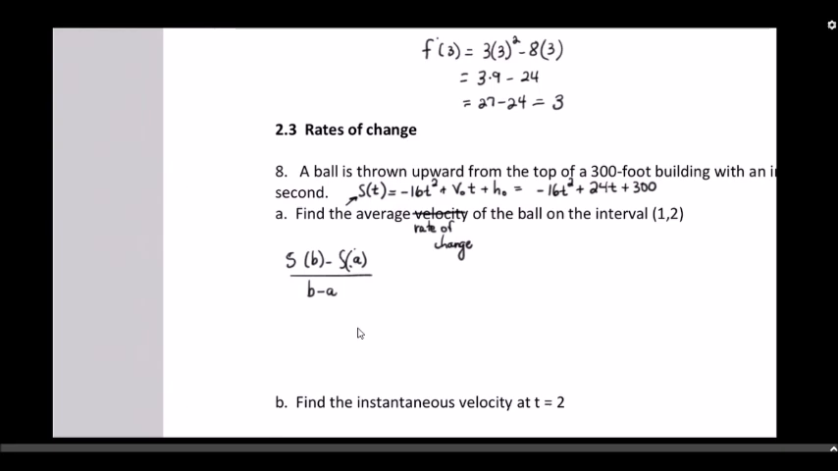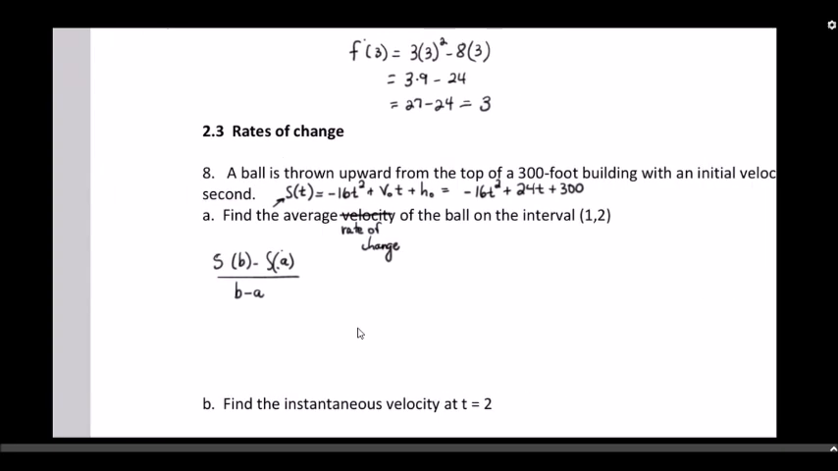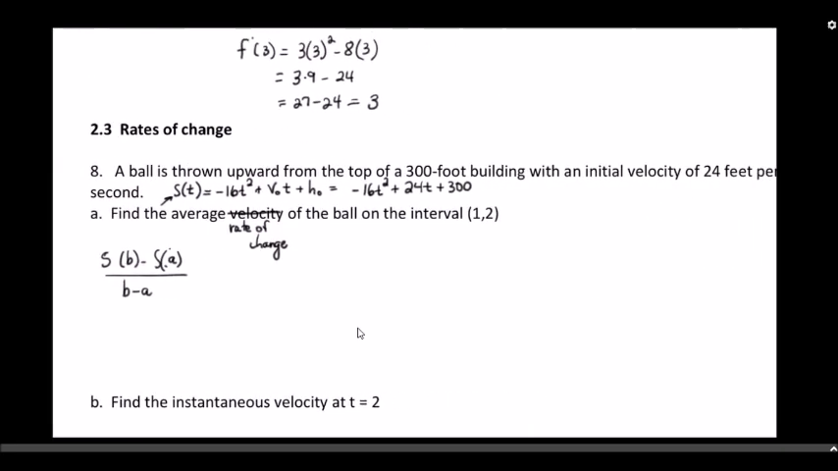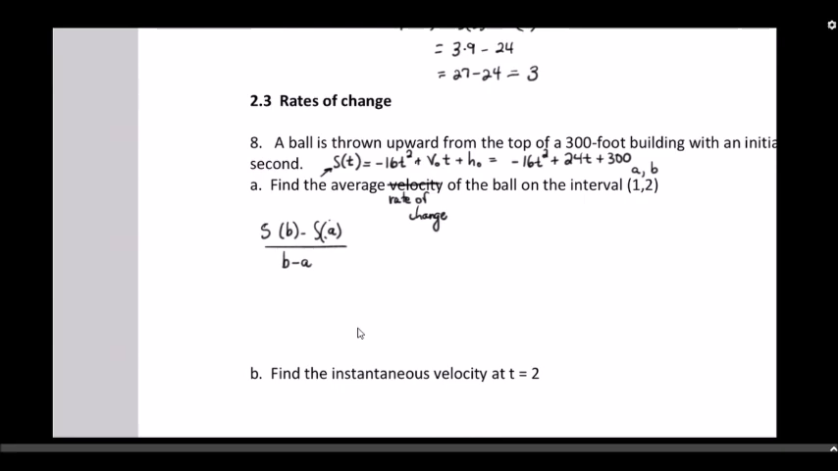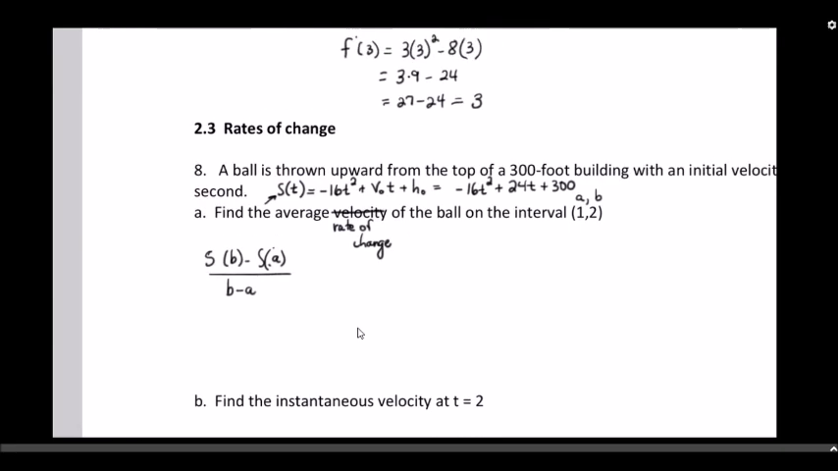Here a and b are two separate x values, or in this case, two separate t values, two separate values of time. And that's what we have right here: two separate values of time, a and b, or t1 and t2. So it's going to be s of b minus s of a over b minus a. That's just going to be the position at 2 seconds minus the position at 1 second, divided by 2 minus 1.